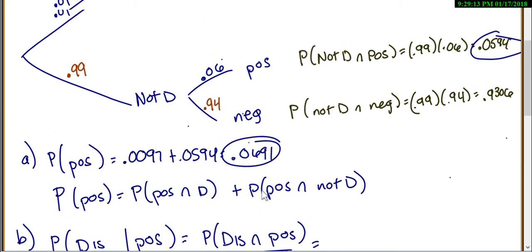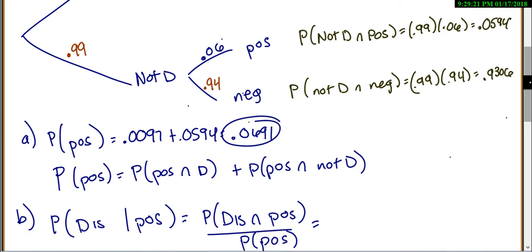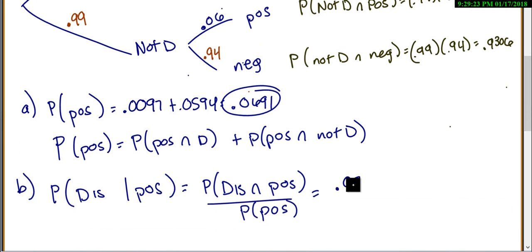So probability of disease and positive. Disease and positive here is my 0.0097. So let's put that on the top, and divide by probability of our positive, which is 0.0691. This gives me 0.1403.